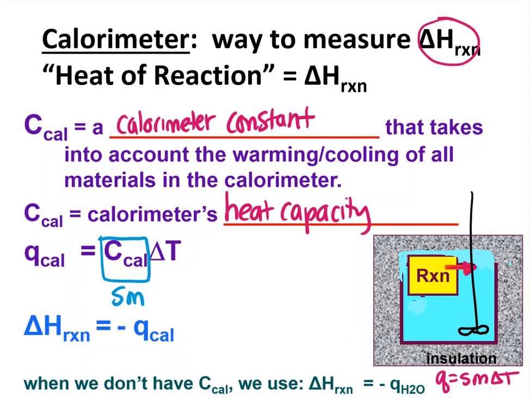Okay, and then so this little part down here is like we did with the metal. Whatever we calculate for the Q for the calorimeter, we'll change the sign, and that will tell us the heat of the reaction, the delta H reaction.